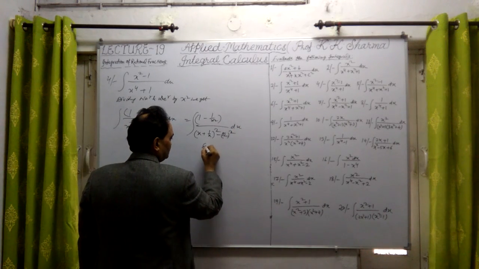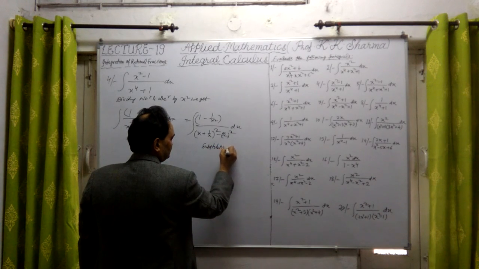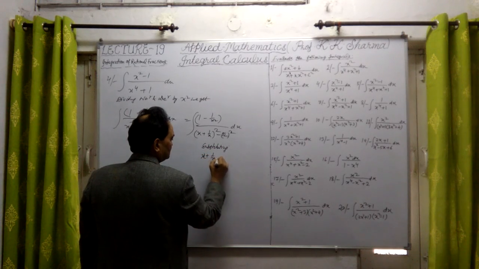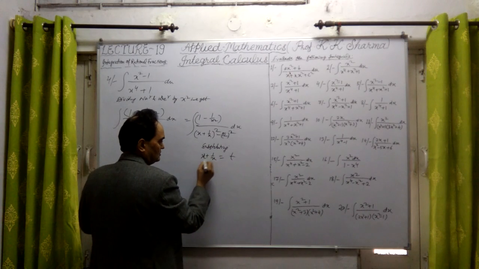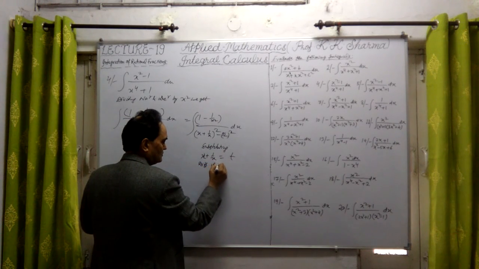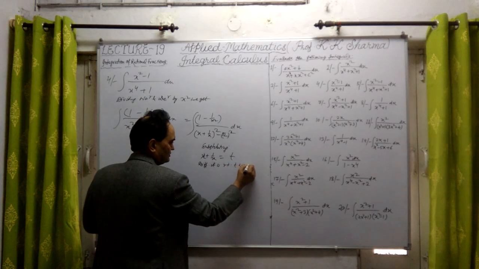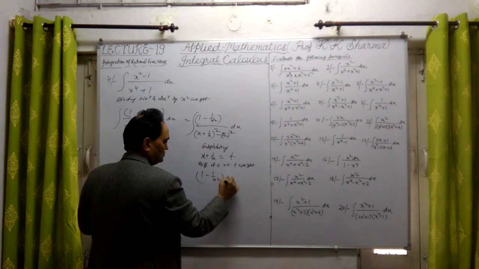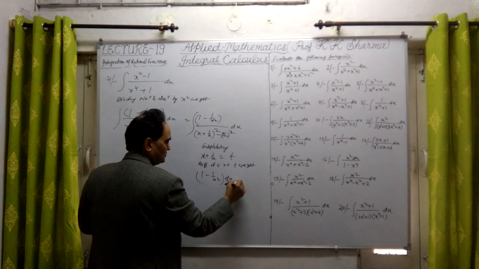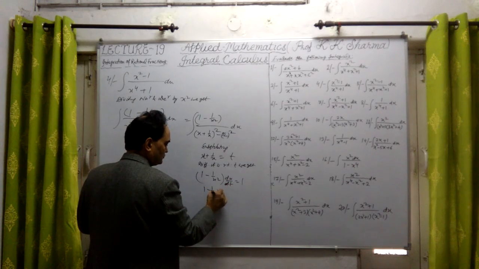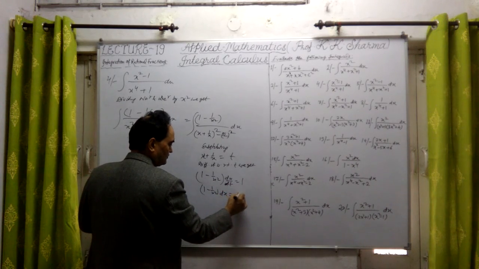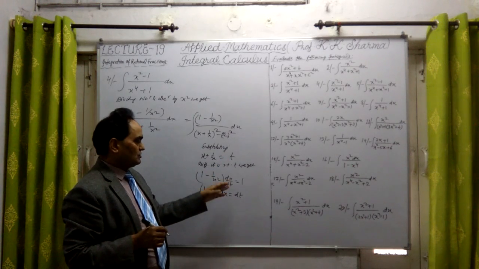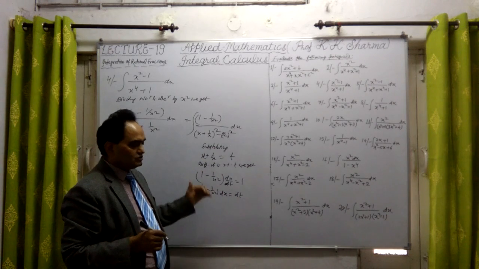So let us substitute x plus 1 upon x equal to t. Differentiating it with respect to x, we get 1 minus 1 upon x square into dx upon dt equal to 1. This is the process of differentiating it. Otherwise, I could write 1 minus 1 upon x square dx equal to dt. That could also be written, but that is the shorter method.